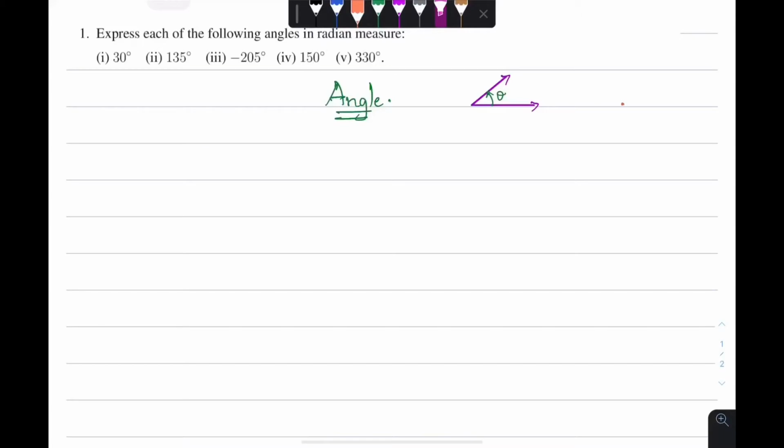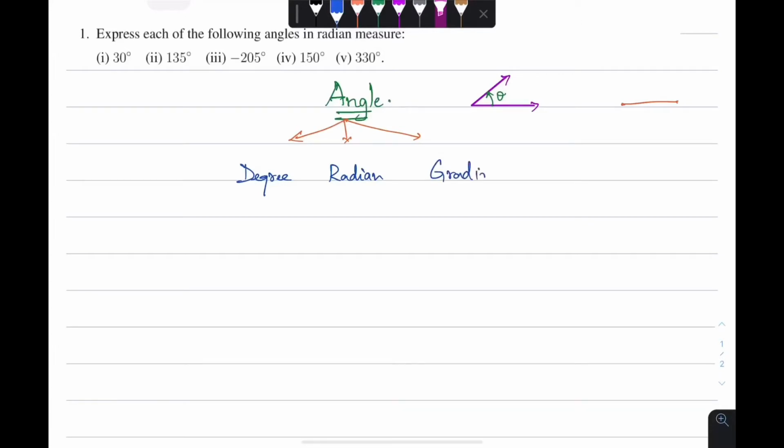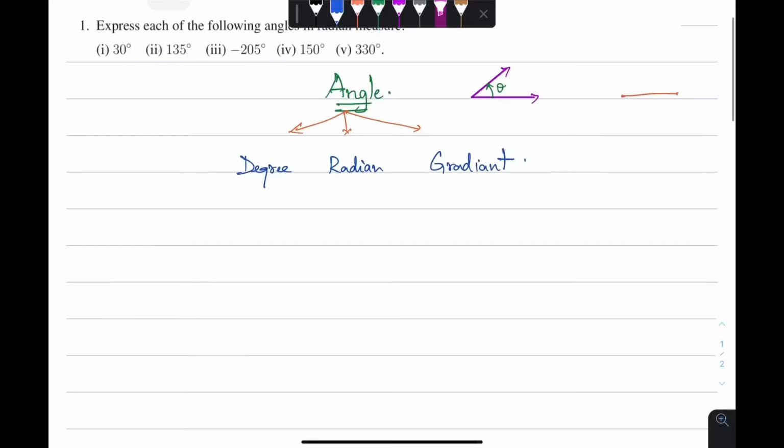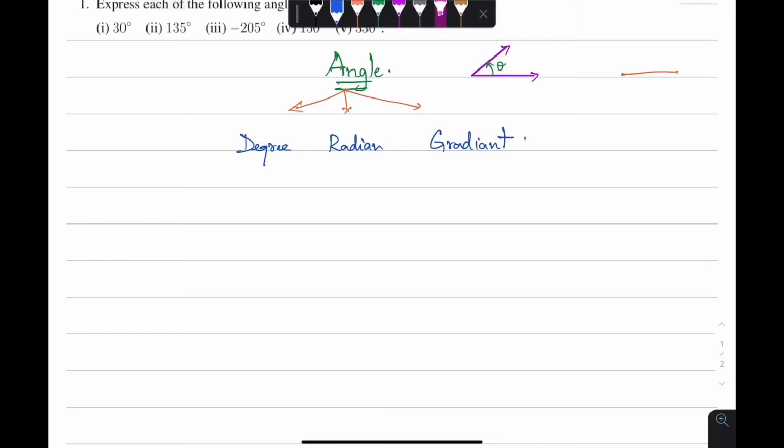Just like we have a linear measure, when you have a distance between 2 points, you measure it using standard units like meters. Here in angles, we'll measure it using degree, radians, and gradient. So these three are the units to measure angles: degree, radian, and gradient.